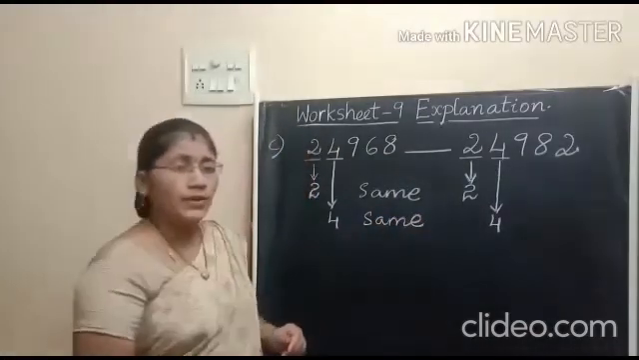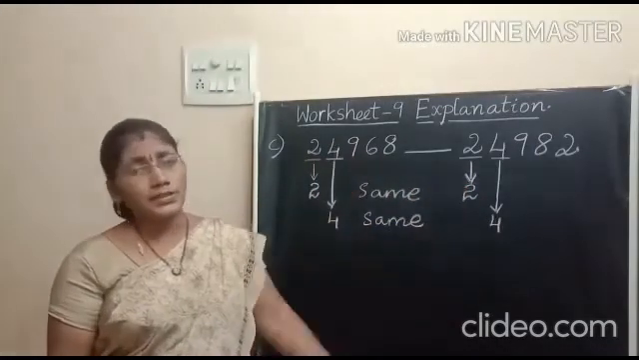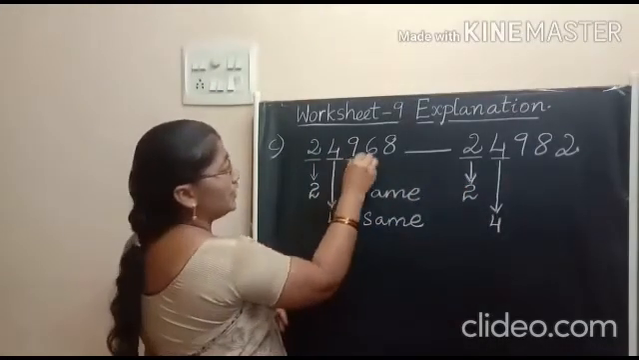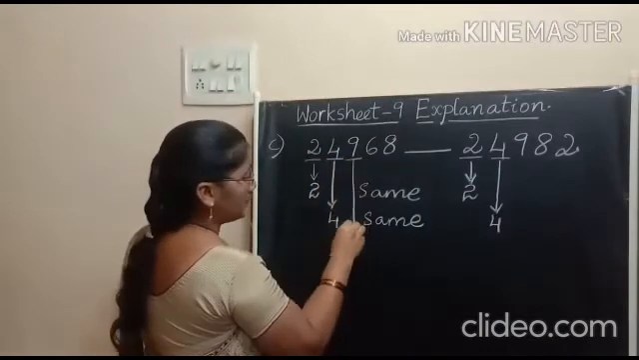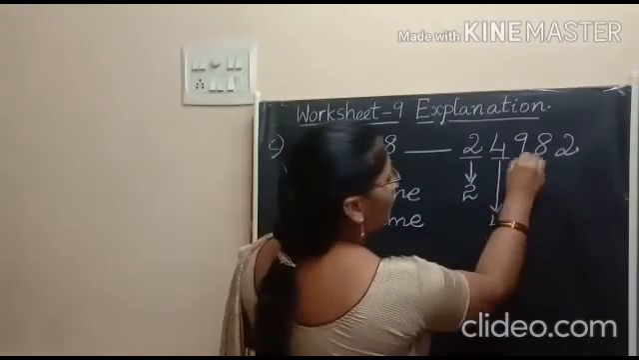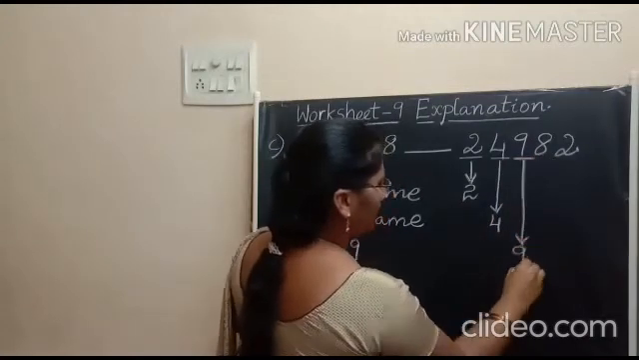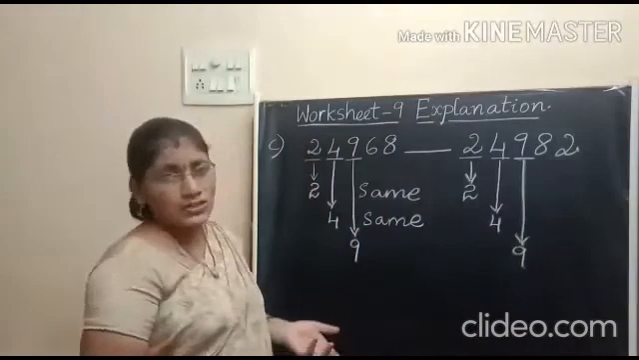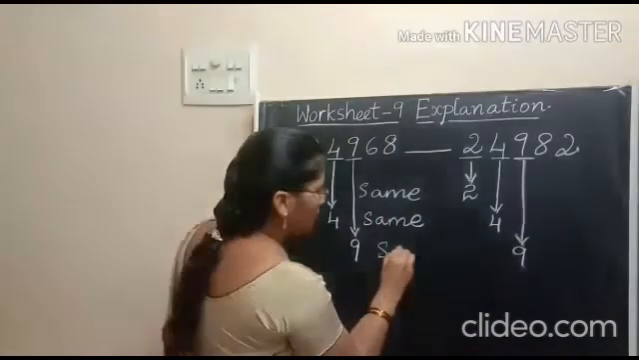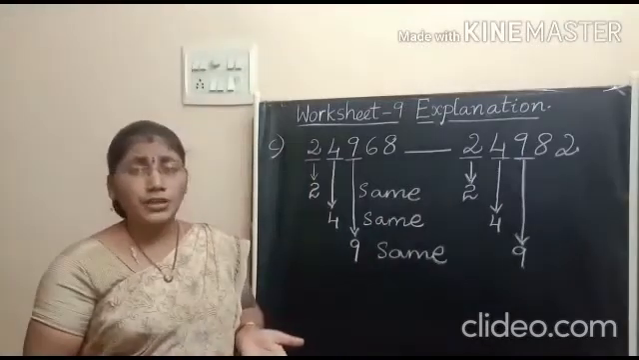There is no difference in the first two digits. Let us compare the third digit. Here the third digit is 9. There also the third digit is 9. These two are also the same. What we have to do now?